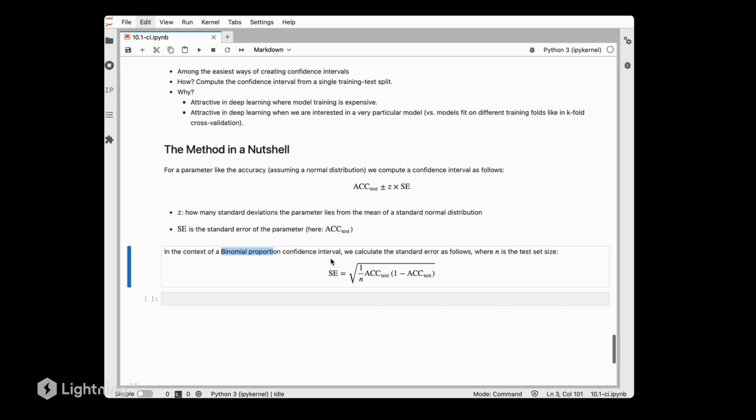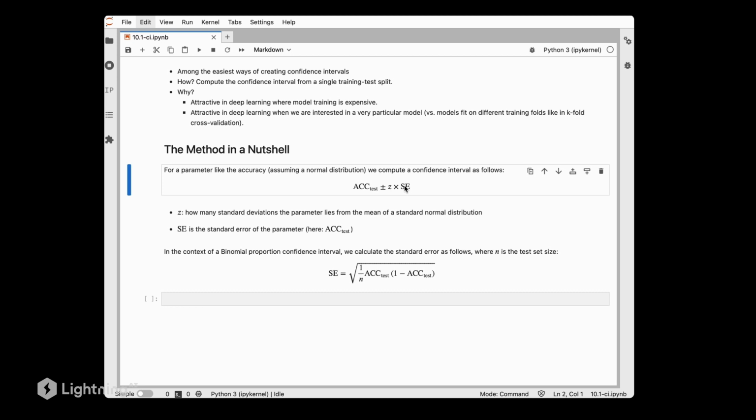And then we have the following formula here, where you have the standard error as the square root of 1 over n, where n is the test set size. In our case, the movie review data set has 10,000 data points, so we would divide or normalize by 10,000 here. And then we have the accuracy times 1 minus the test accuracy again. This standard error is then plugged into this value here, so we have z times the standard error.